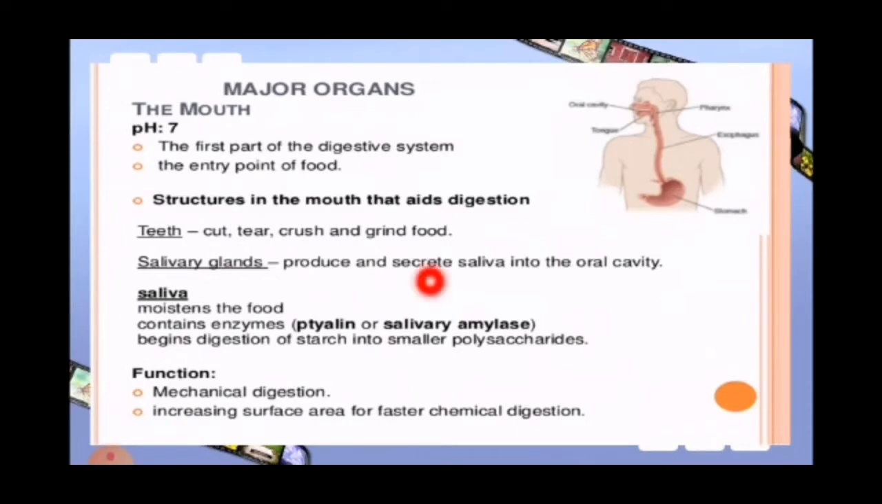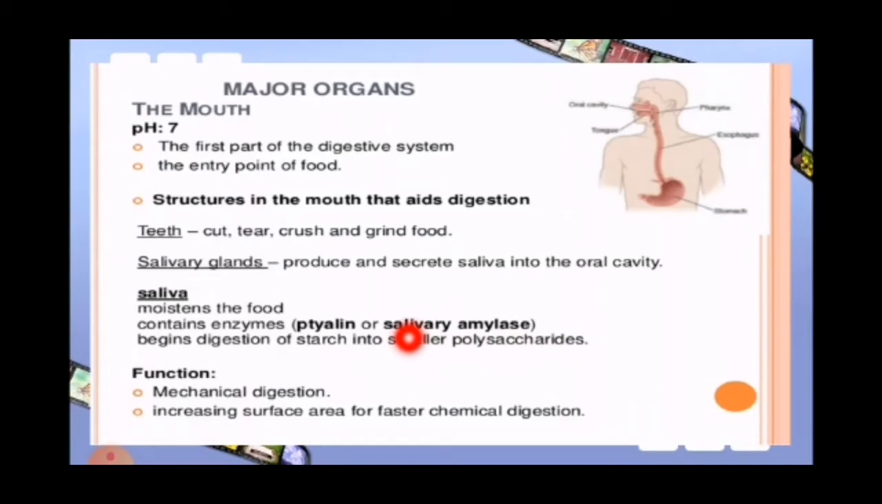Now the major organs, first of all, the mouth. The first part of the digestive system, the entry point of the food. The mouth contains teeth and salivary glands. The teeth cut, tear, crush, and grind the food, and the salivary glands produce and secrete saliva into the oral cavity. And what is the chemical composition of saliva? It moistens the food and contains the enzymes ptyalin and salivary amylase, which begin digestion of starch into smaller polysaccharides.